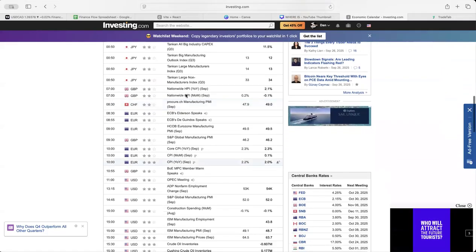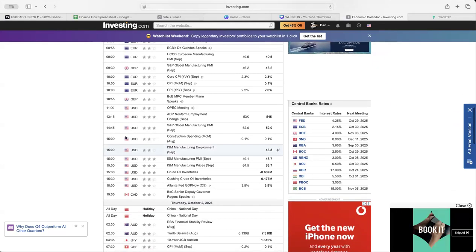We then obviously have HPI data for the pound, and then we've got CPI data, which is inflation data for the euro. So we'd obviously have to be aware of the pound and euro. And then obviously in the afternoon, it gets a bit juicy towards the end of the week. So we're leading into non-farm payroll. Sometimes Wednesday has a bit of an implication as to what's going to happen.